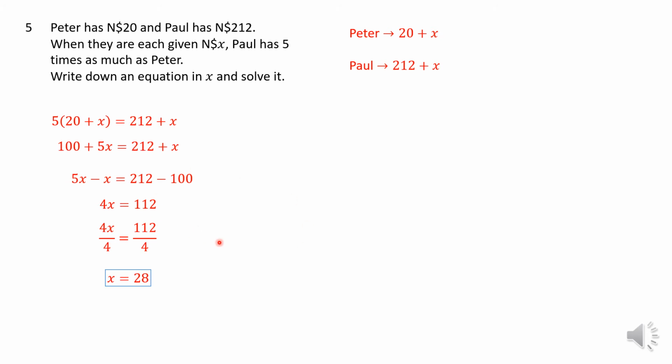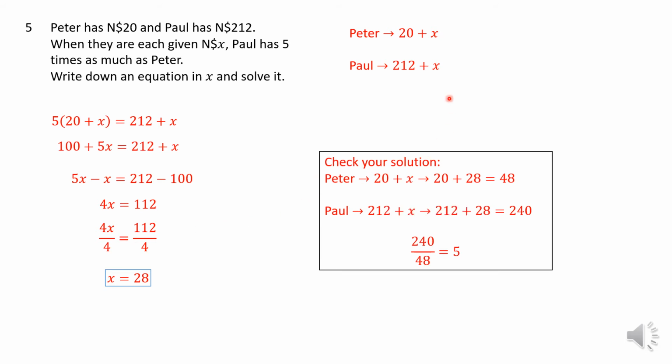Now let me just quickly test that theory to see if I do get 5. Yes, so when x is 28, then Peter has 48, and Paul, with that 28, has 240. To check, dividing 240 by 48 gives 5, so Paul has 5 times as much money as Peter.